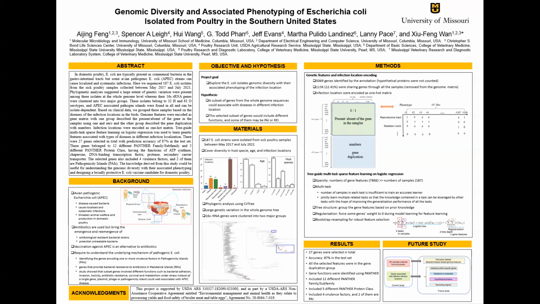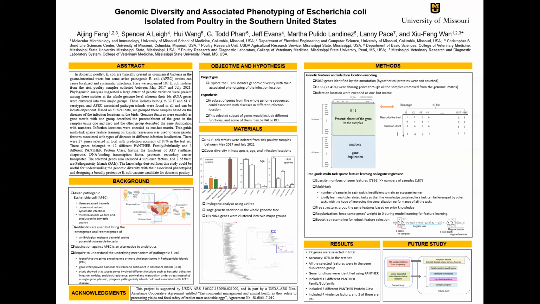In this study, 187 E. coli strains were isolated from sick poultry samples between May 2017 and July 2021. Those isolates cover diversity in the host species, age, and infection locations, including those important infection locations I mentioned. Phylogenetic analysis was conducted using CVTree, and large genetic variation was shown in the whole genomic tree, and the 16S rRNA genes were clustered into two major groups.